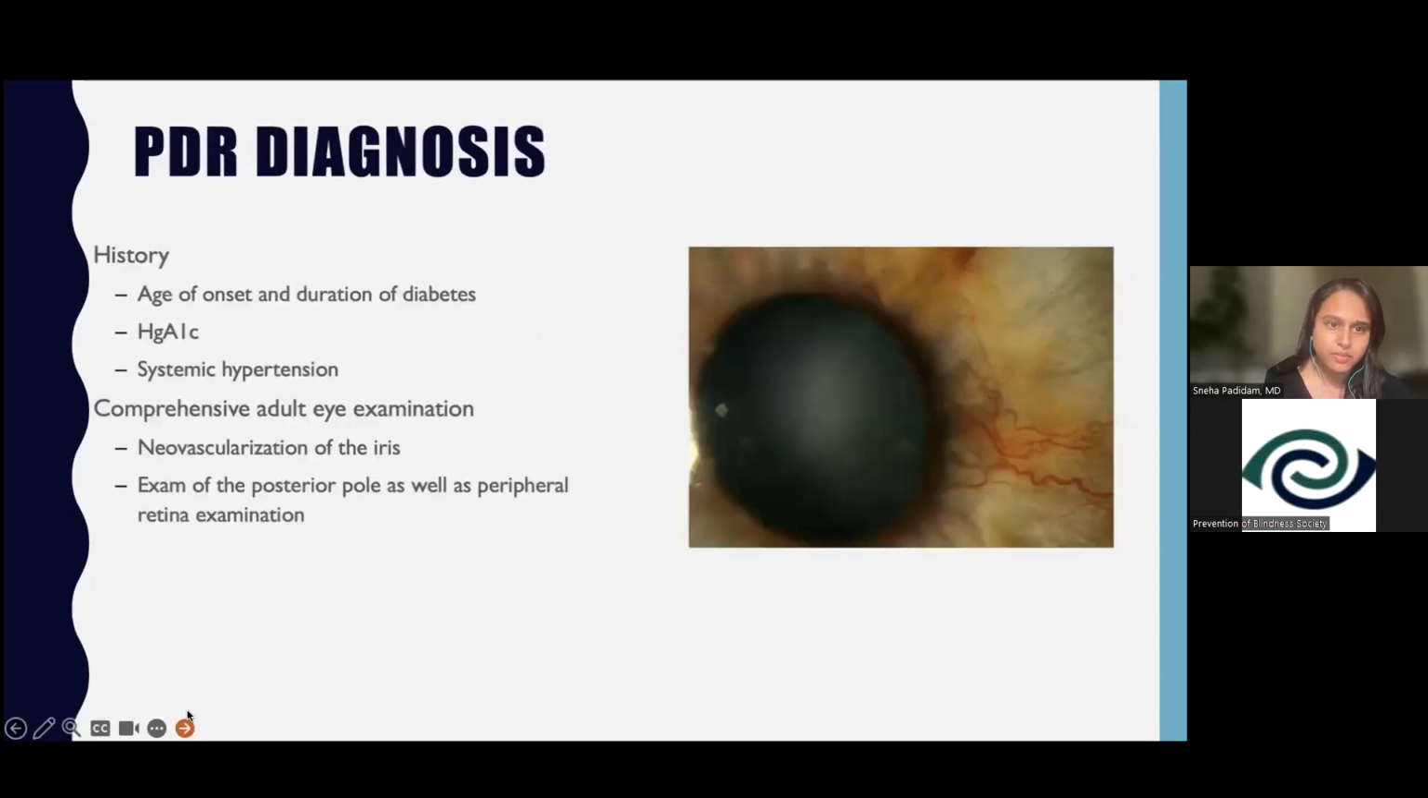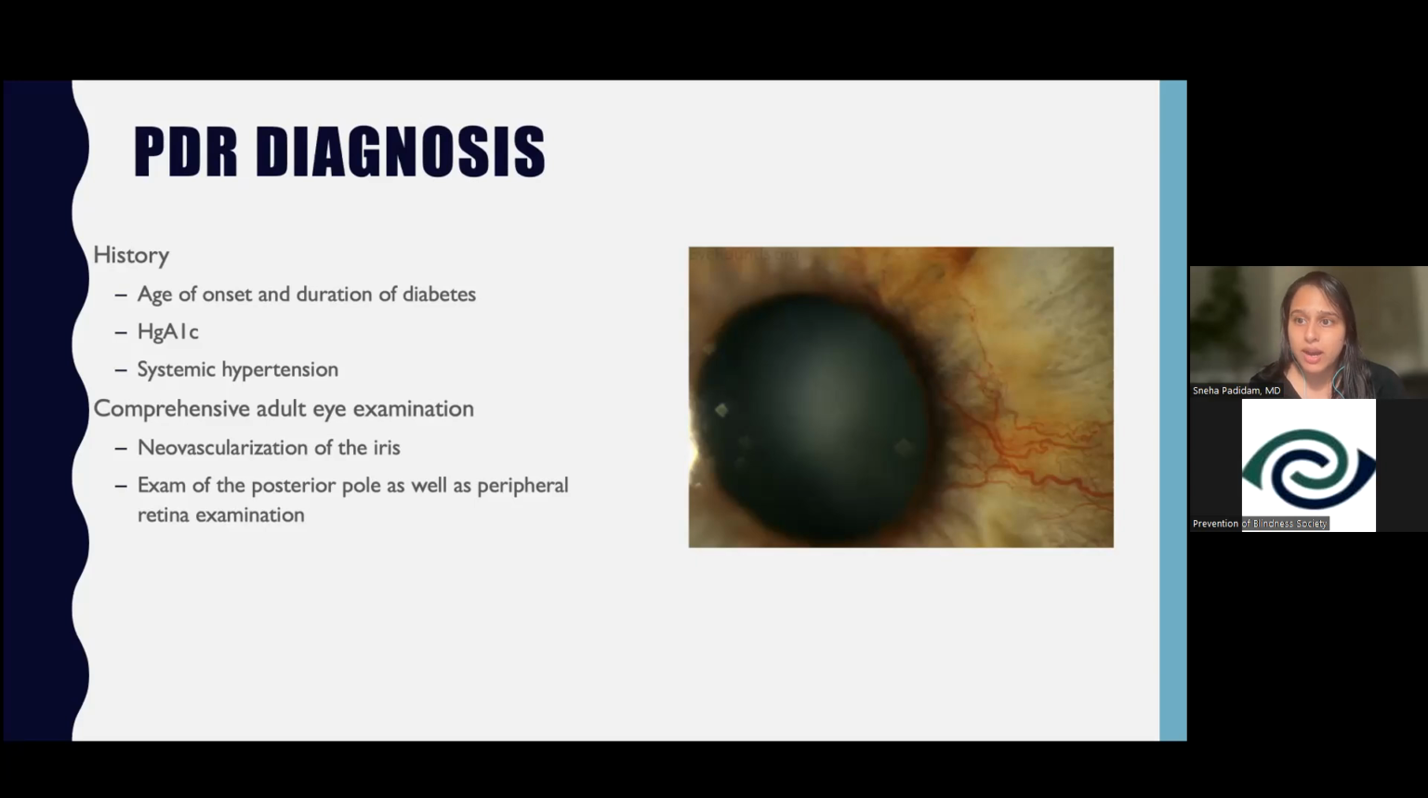So how do we help with diagnosis? Questions we ask all our patients who come in for screening for diabetic retinopathy are the age of onset of diabetes and duration. We obviously want to know type 1 or type 2 diabetes, as well as their hemoglobin A1C, which is a marker of blood sugar control. And then we always ask about high blood pressure because high blood pressure was also shown to worsen diabetic retinopathy. And then we do a complete eye exam.